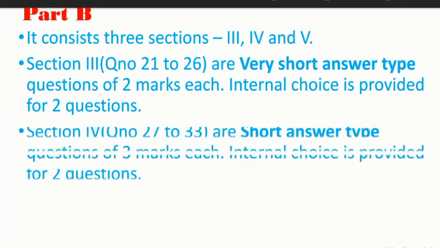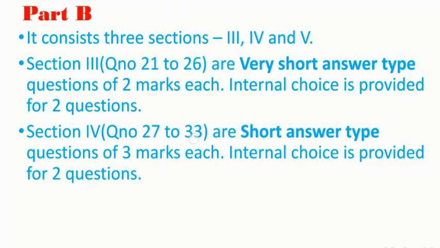Now see section 4. Question number 27 to 33. Total 7 questions, which are called short answer type questions. Each carries 3 marks. So 7 three-mark questions are given in section 4. So 7 into 3, 21 marks you will get in section 4. Internal choice is provided for any 2 questions.